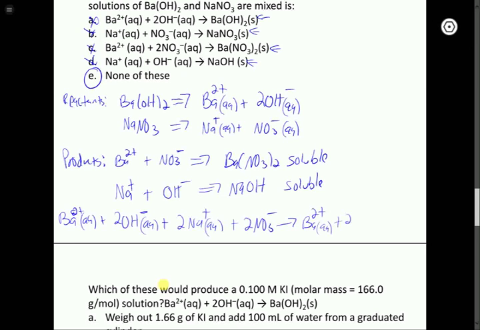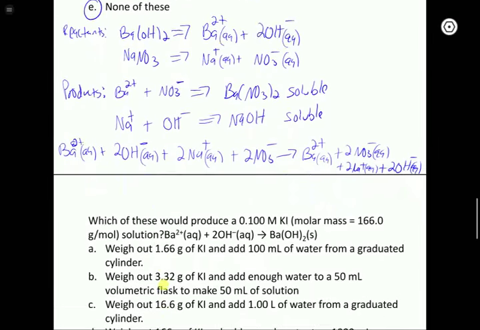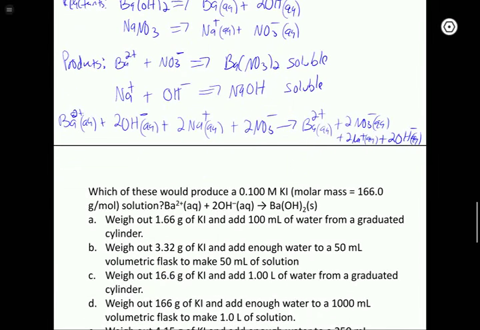And then on the product side, because everything is soluble, we would have barium 2 plus, 2 NO3 minus, 2 Na plus, 2 OH minus. So in a net ionic equation, we would get rid of the ions that occur on both sides of the arrow, but all of the ions occur on both sides of the arrow. So if we chose to write out the total ionic equation and try to derive a net ionic from it, we would also realize that there are no ions changing their form throughout the course of the reaction. Everything is a soluble ionic species on both sides of the arrow.